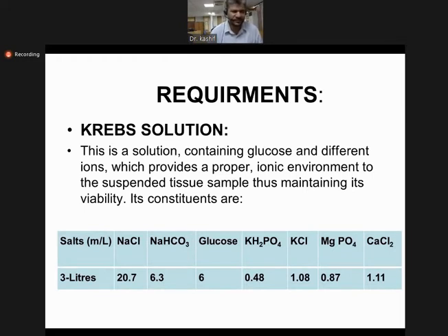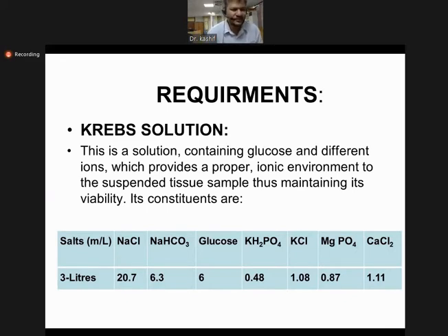The other part we have is the crab solution. Crab solution is a solution that contains glucose and different ions that provide a proper ionic environment to the suspended tissue. When you take out this trachea from the animal, you dip the tissue into the petri dish, and this petri dish contains the crab solution that makes the tissue viable and keeps the tissue in its form.